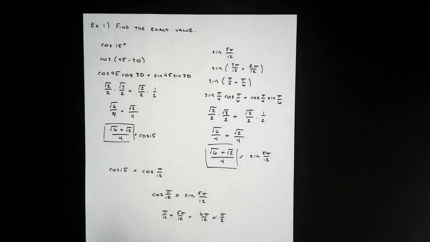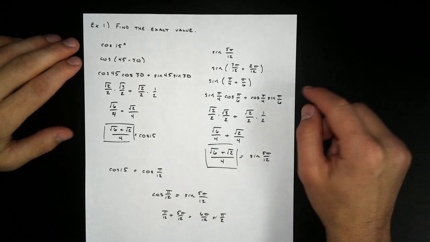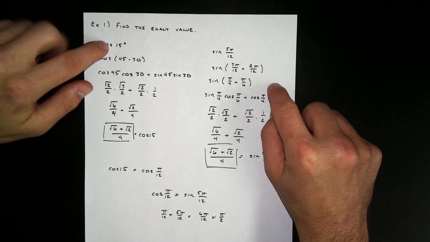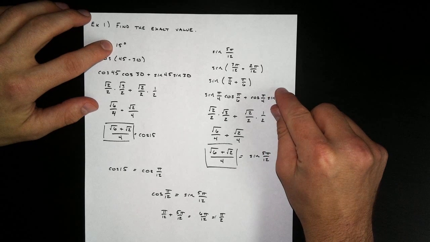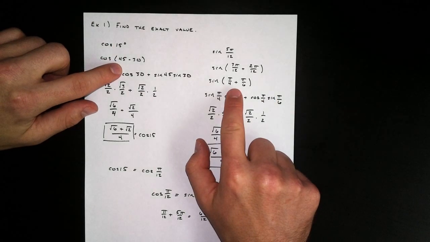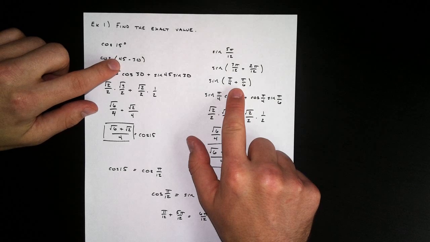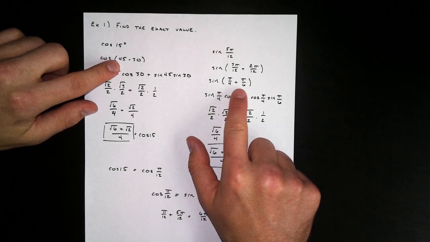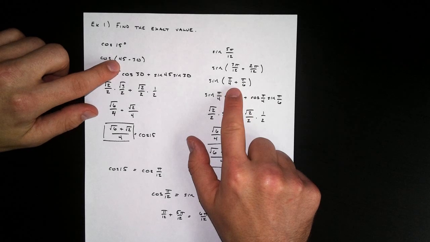And as I said in the beginning, the big idea is that you want to take your angle and rewrite it as a sum or a difference of angles that we do know how to work with. So multiples of 30, multiples of 45, multiples of pi over 6, or pi over 4.